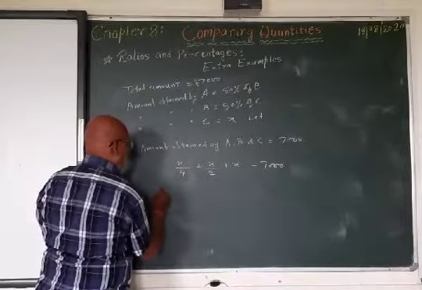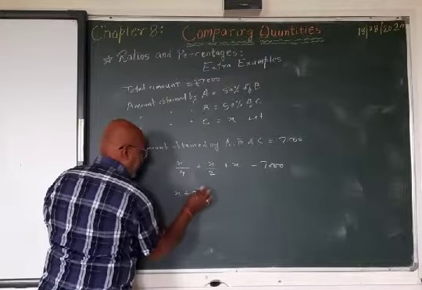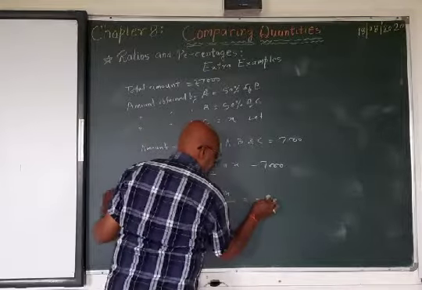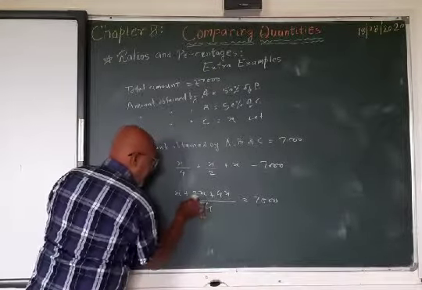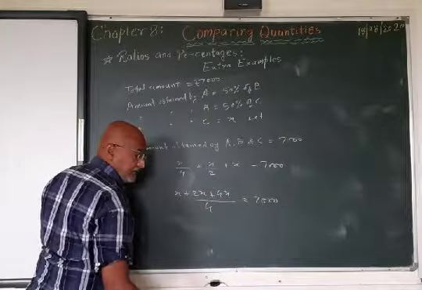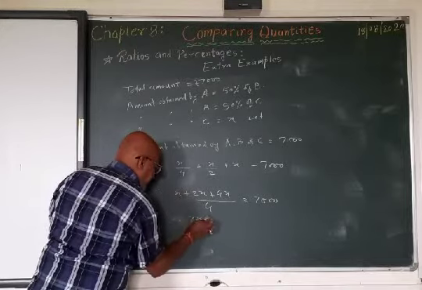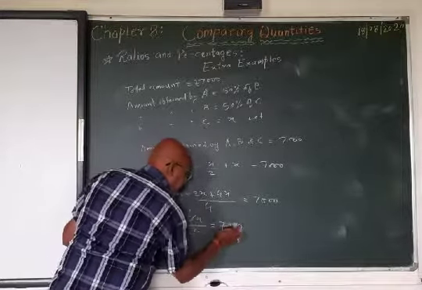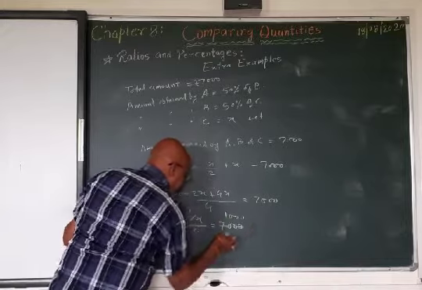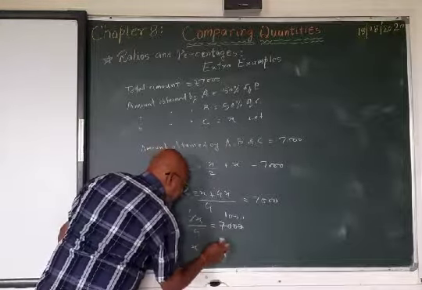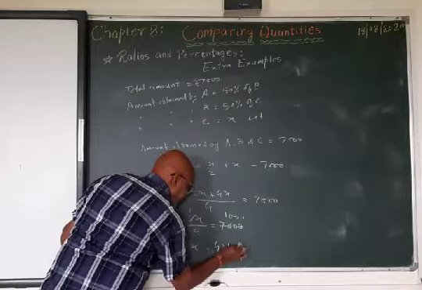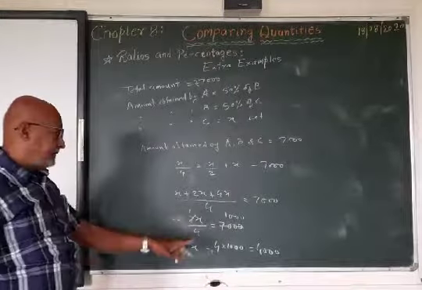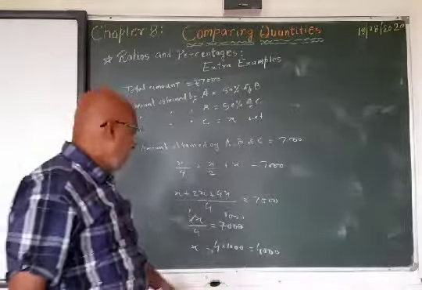Now this sum to be 7,000. So take the LCM here. X plus X upon 2 plus X upon 4 equal to 7,000. Therefore, 4 plus 2, 6 plus 1, 7x upon 4 equal to 7,000. 7 1s are 7, 1,000. So X equal to 4 into 1,000 equal to 4,000. So X itself, that is C, obtains how much? Rupees 4,000.